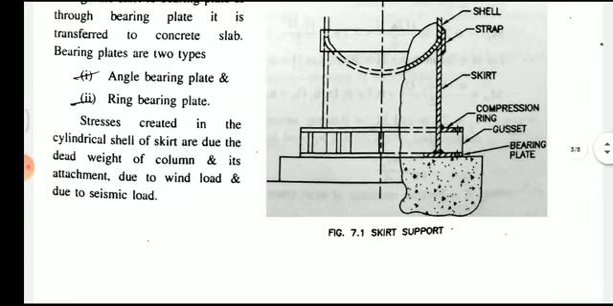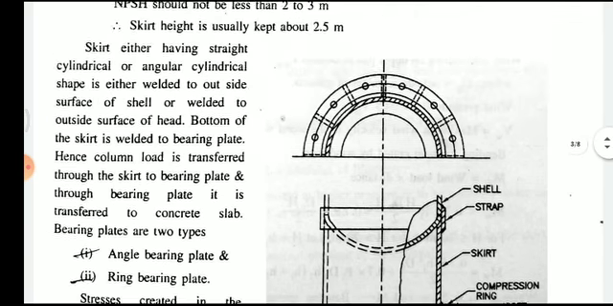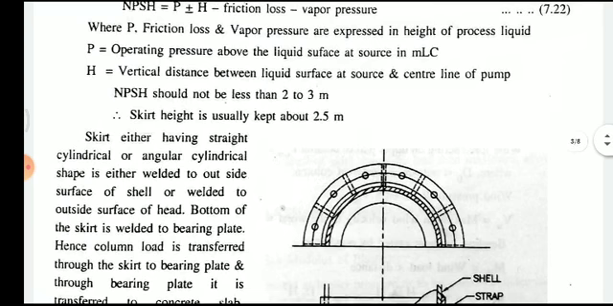Here, as given, the right hand side is the skirt support, which includes the bottom head, bearing plate, skirt, compression ring, gusset plate, bearing plate, strap, and then the shell. So you have to remember that skirt height is usually kept about 2.5 meter.